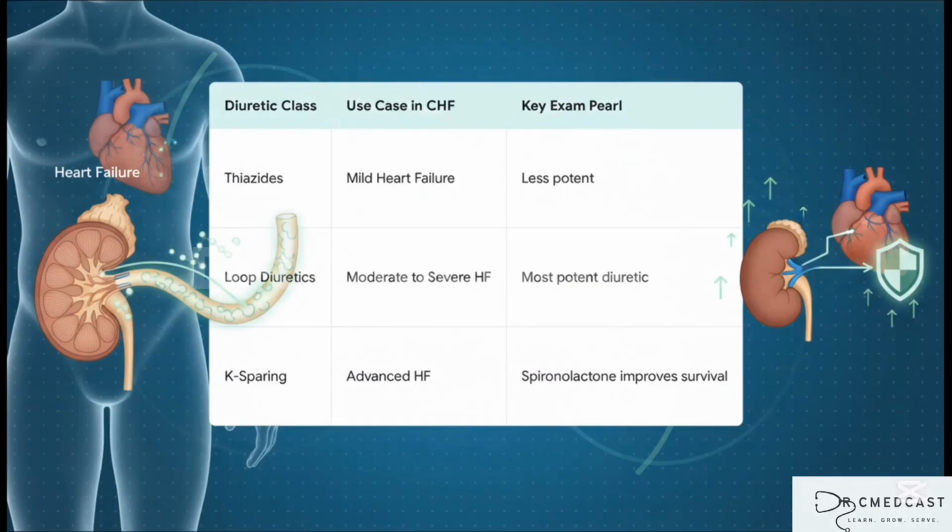Now, not all diuretics are created equal, and for your exams, you need to know the difference. For a mild case, a thiazide diuretic might be enough, but when you have a patient who is significantly fluid overloaded, you have to bring out the heavy hitter, a loop diuretic like furosemide. Here's why they're so potent. They work in a part of the kidney, the thick ascending limb, that's responsible for reabsorbing a huge chunk of sodium. So blocking it really gets a lot of fluid off. And finally, don't forget the potassium-sparing diuretics, specifically spironolactone. Yes, it's a weak diuretic, but its real superpower is blocking aldosterone, which not only gets some fluid off, but also has been proven to help people live longer.